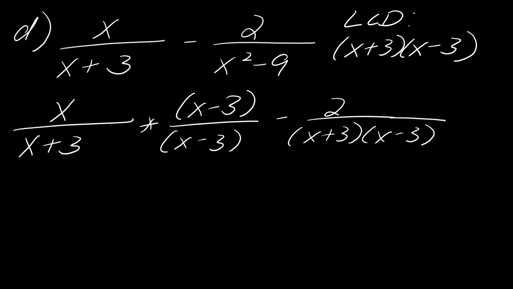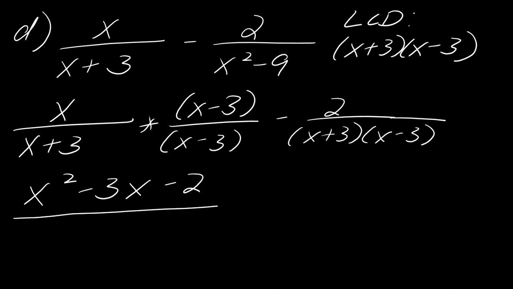So that's cool. So let's see, this becomes then x squared minus 3x minus 2 over x plus 3, x minus 3. And that cannot be factored. So that's going to be as good as it gets.